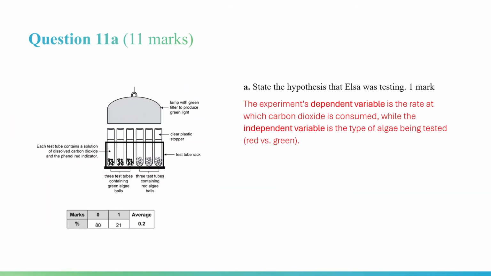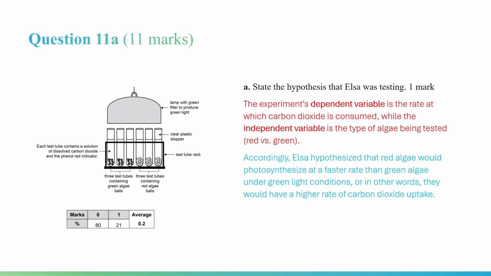The experiment's dependent variable is the rate at which carbon dioxide is consumed, while the independent variable is the type of algae being tested, red versus green. Accordingly, Elsa hypothesized that red algae would photosynthesize at a faster rate than green algae under green light conditions, or in other words, they would have a higher rate of carbon dioxide uptake.